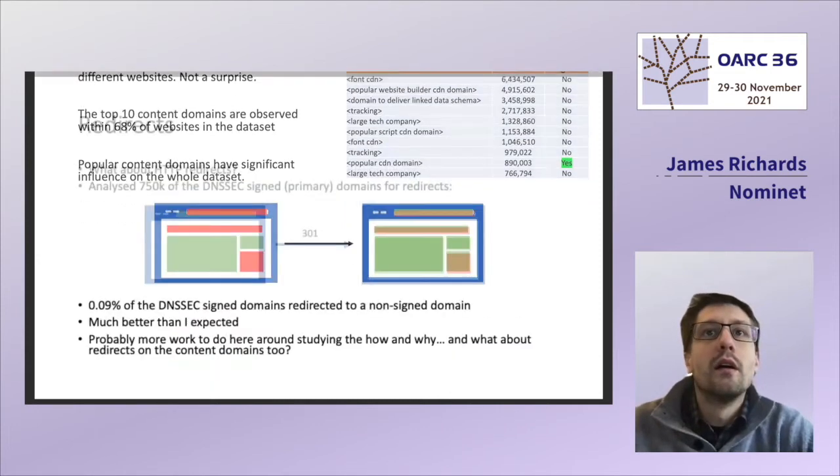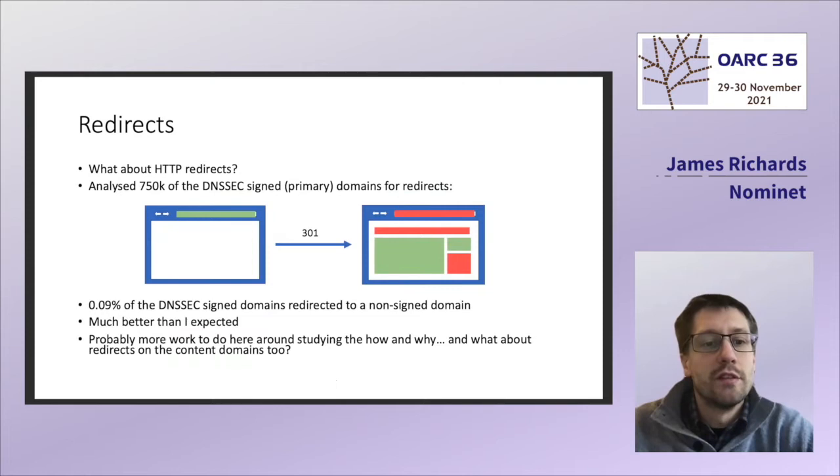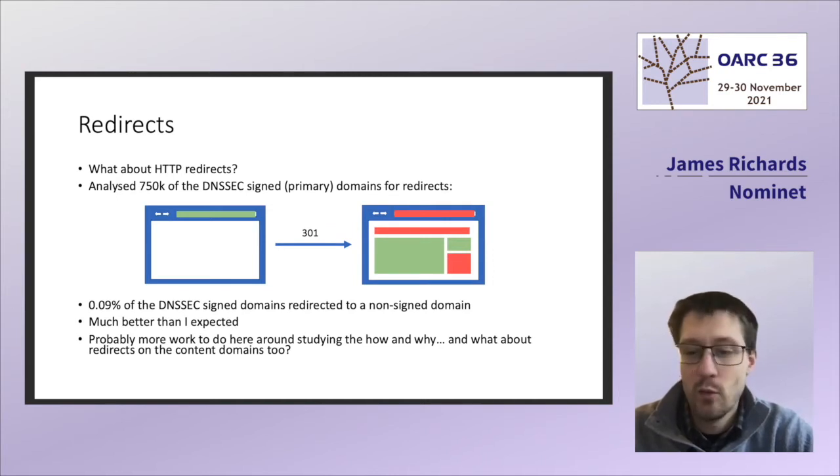So something slightly different that I didn't use the Common Crawl dataset for was redirect analysis. I was interested in how many websites redirect from signed to unsigned domains. So for instance, I could navigate to a website and I might receive a 301 redirect to another domain. The question I wanted to answer was how often are those redirects to unsigned domains?